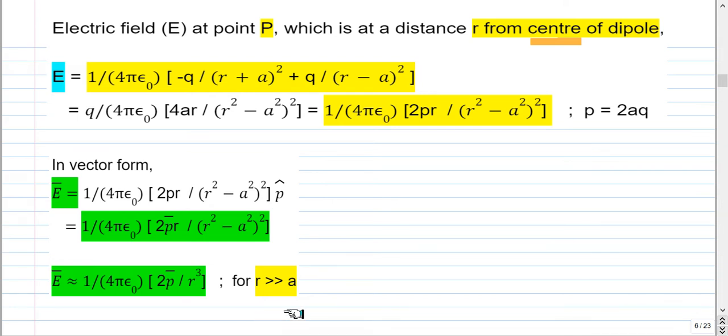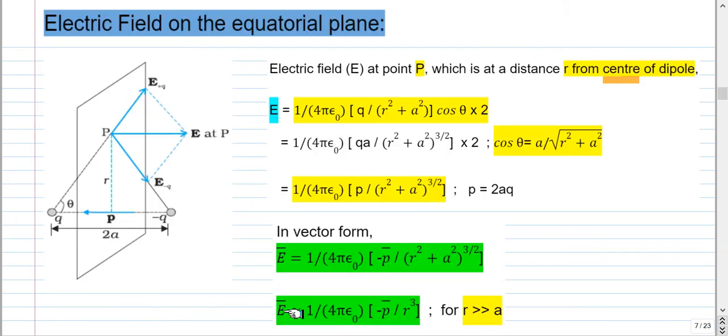For a point charge, the electric field goes down as 1 by r square. So compared to a point charge, the electric field due to a dipole dies down faster. Now let's find the electric field on the equatorial plane.